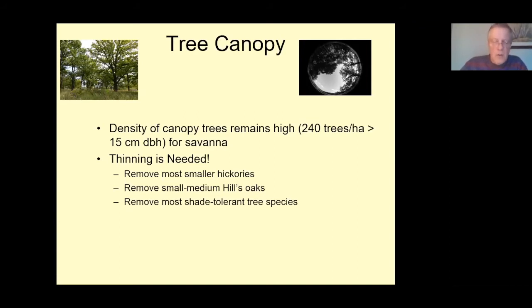Hills oak, while a characteristic and dominant tree in the savanna, should also be selectively thinned due to its abundance, particularly in the 5 to 15 and 15 to 35 centimeter DBH size classes. Shade-tolerant tree species such as black cherry, elm, ash, maple, basswood, or walnut should be mostly removed. This thinning should not be done uniformly, but should allow for variation in tree density across the savanna.